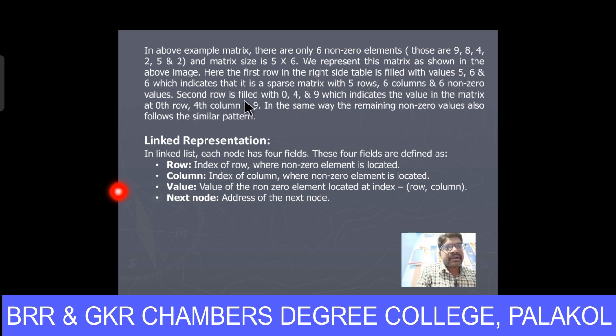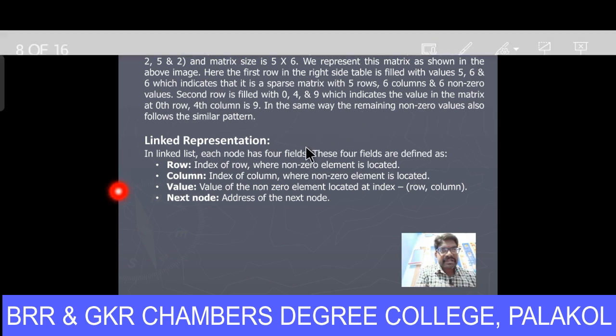Okay. The second row is filled with 0, 4, and 9, which indicates the value of the matrix at 0th row, 4th column is 9. Okay. So in the same way, we fill in all the remaining values. Okay, so this representation is known as the triplet representation. So another one is the linked representation. Okay, so this is the linked representation.